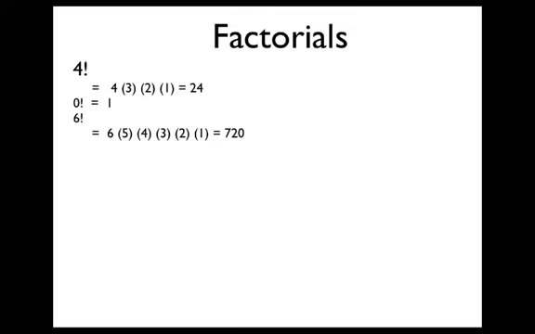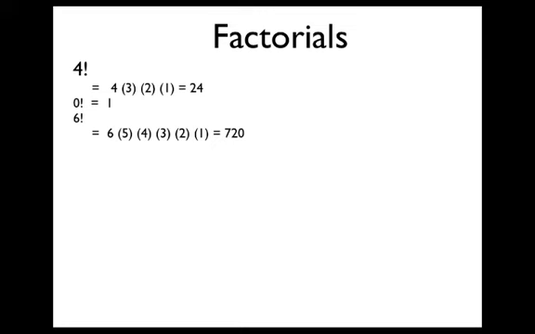So notice, what's the relationship between 6 factorial and 4 factorial? 6 factorial equals 6 times 5 times 4 factorial. Do you see that? Do you see that 4 factorial is a factor of 6 factorial? So if you took 6 times 5 times 4 factorial, you'd have 6 factorial. It's in there, right?